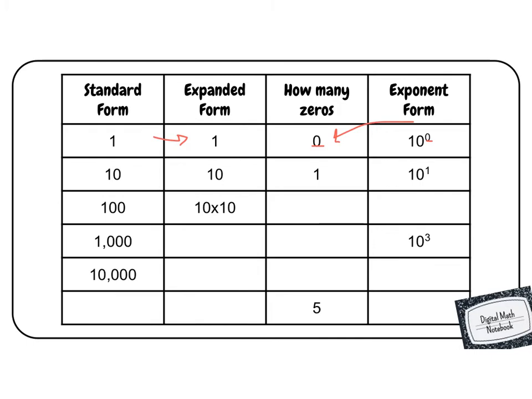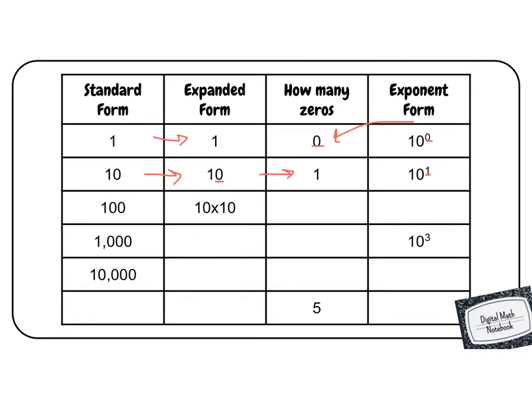Seems kind of silly. The next one is the number 10. The number 10 in expanded form is just 10. We could write it as 10 times 1, but we know anything times 1 is going to be itself, so we just say 10. In the number 10, there's 1 zero, so that's why we've written 1 zero, and we call this 10 to the power of 1.